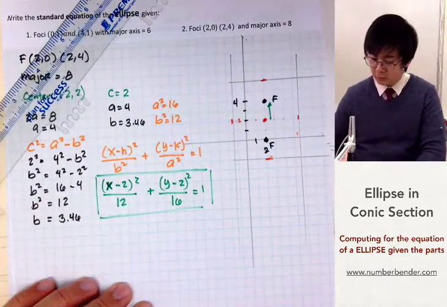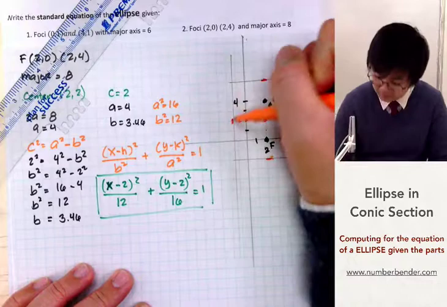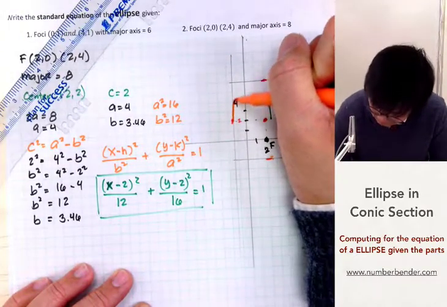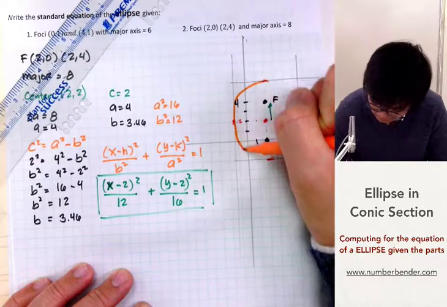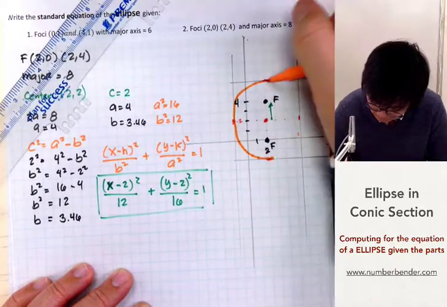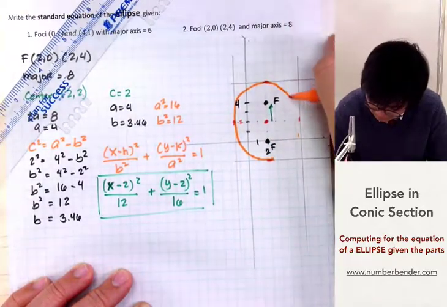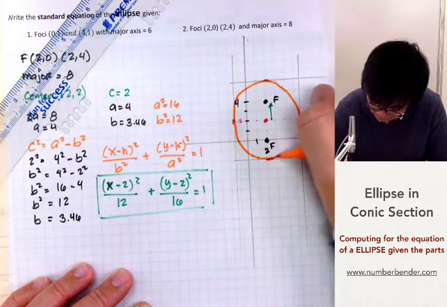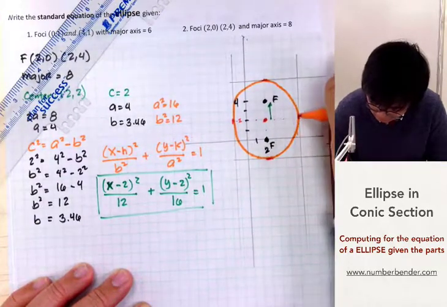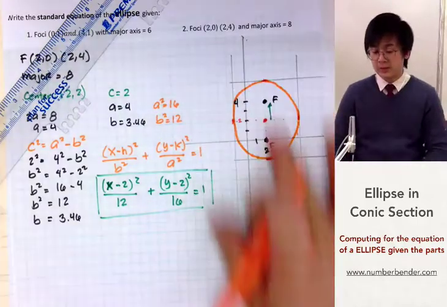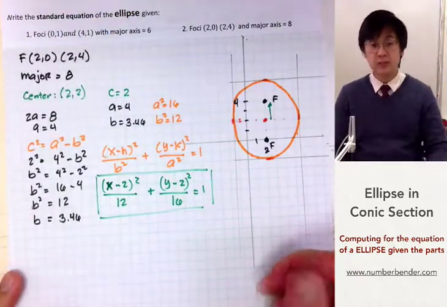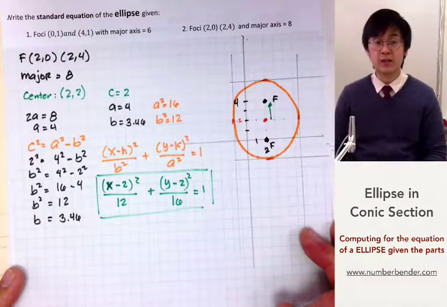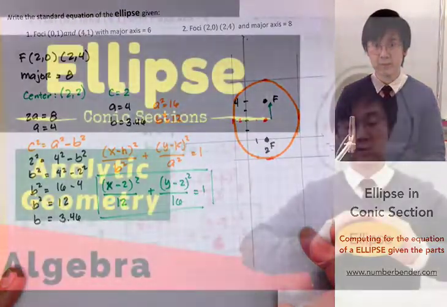our ellipse will be a tall ellipse, since the major axis is along the y-axis. So this is how we analyze an ellipse given the foci and the major axis.